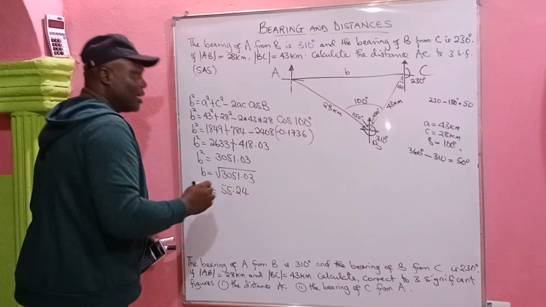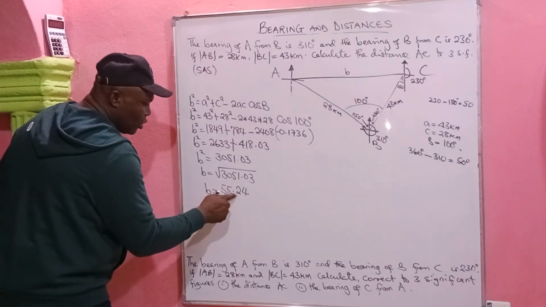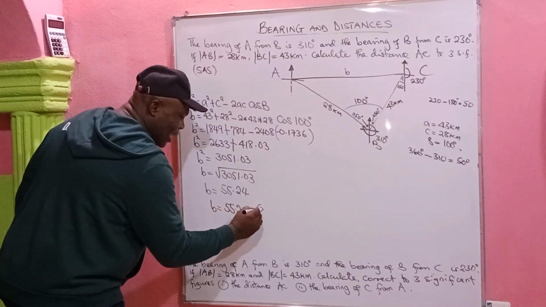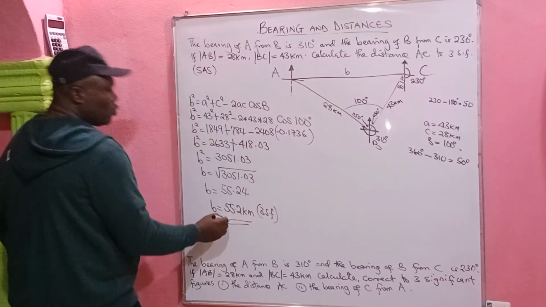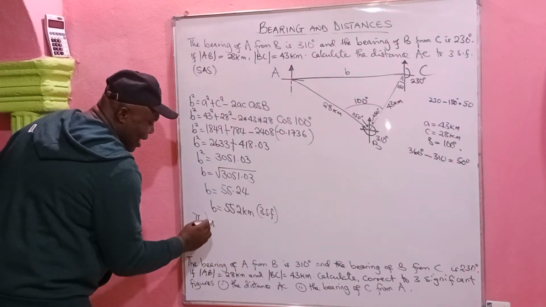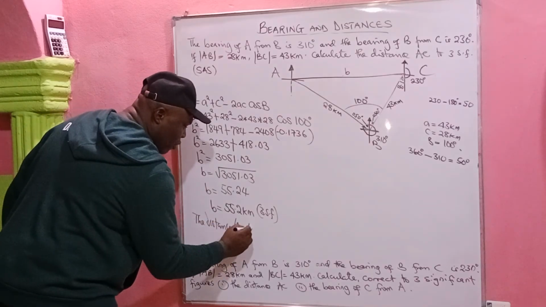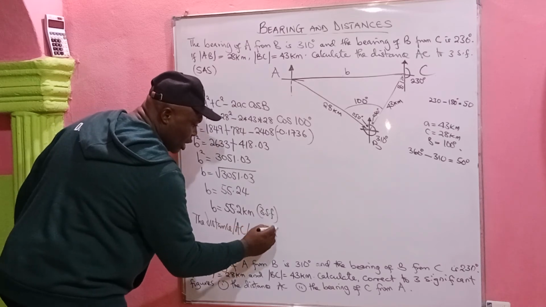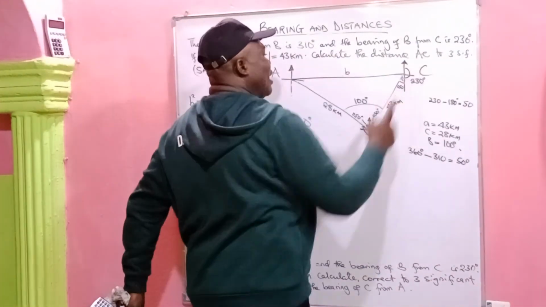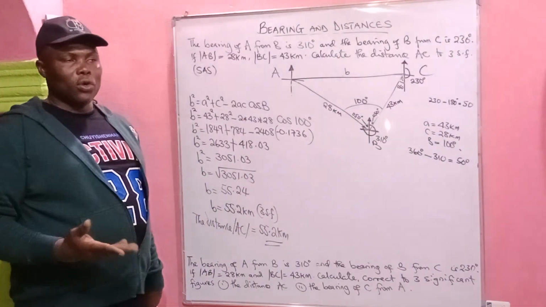55.24 kilometers. And they said correct to 3 significant figures. So our b now will be equal to the first, the second, the third significant figure. Now 55.2 kilometers to 3 significant figures. So this is what we have as the distance. Therefore, the distance AC will simply give us 55.2 kilometers. That's our answer. So we've been able to calculate the distance from A to C by the use of cosine rule. Why cosine rule? Because we have two sides and the included angle. We solve by cosine rule.